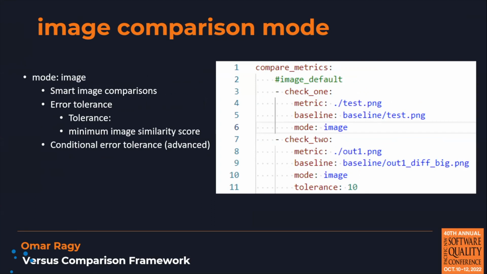This one is interesting because you can compare one image to another, and you can also set some tolerance. Okay. So you can set the minimum image similarity score to be 90%. So you would put here 10% as a tolerance. So this is the error I would allow.